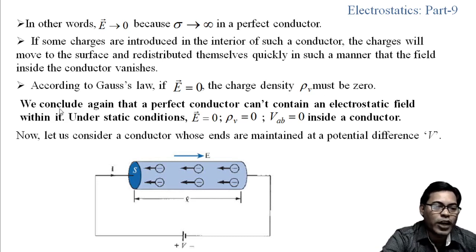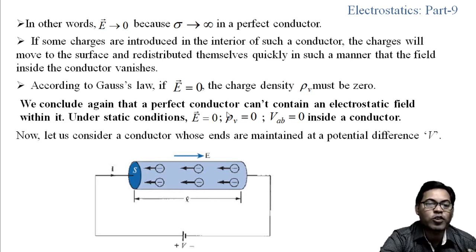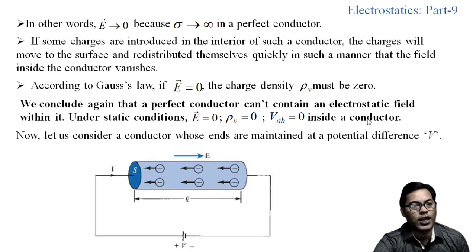So from the discussion we can conclude again that a perfect conductor cannot contain an electrostatic field within it. So under static conditions, E will be 0, rho v will be 0, and VAB is 0 inside a conductor.